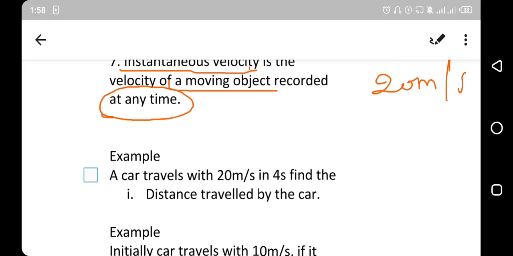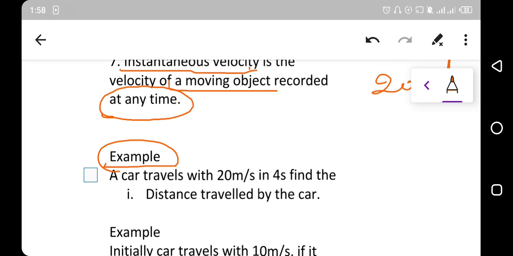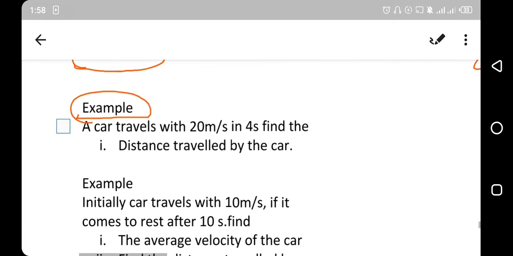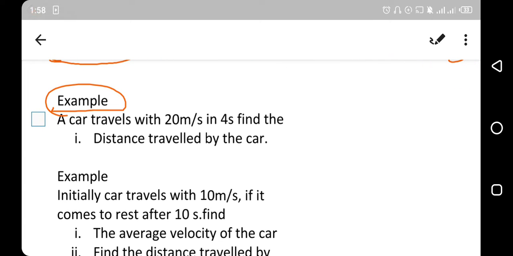So we have an example. Let's see this example. A car travels with 20 meter per second in 4 seconds. Find the distance traveled by the car. We are required to find the distance traveled by the car.